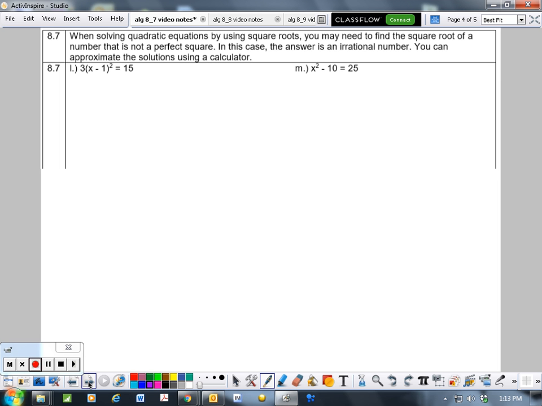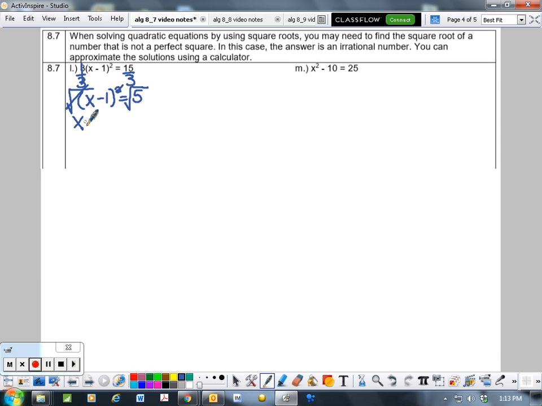And we're going to go ahead and work on solving some that need calculators. Okay, so the first thing I want to do is get that squared part by itself. So I'm going to divide by 3 on both sides. So now I have x minus 1 squared equals 5. Now I square root both sides. So that gets rid of the squared.